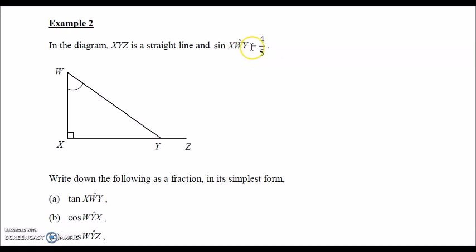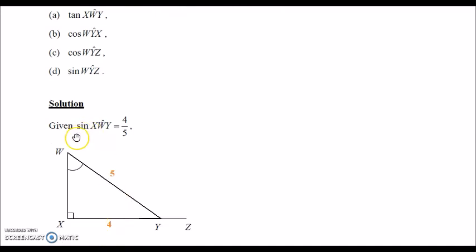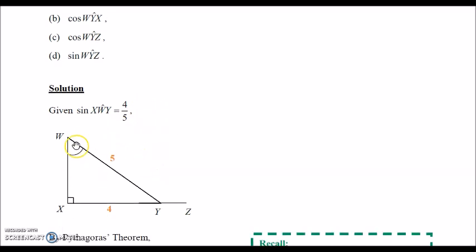So I repeat, since it's given that sine of angle XWY is 4/5, this is my opposite with respect to angle XWY, and this is my hypotenuse with respect to angle XWY. I need to write down the following as a fraction in its simplest form. So with respect to this angle, this is my opposite and this is my hypotenuse. So this is 4 and this is 5.